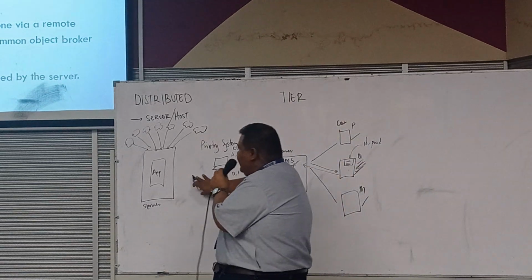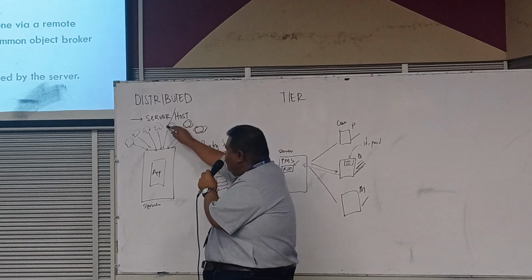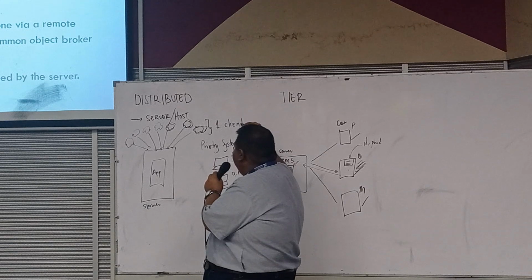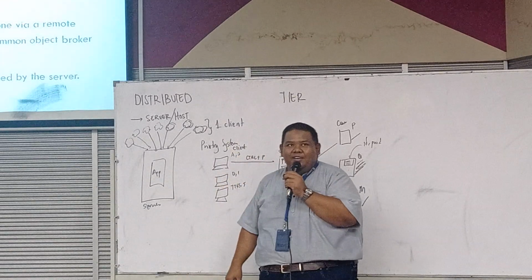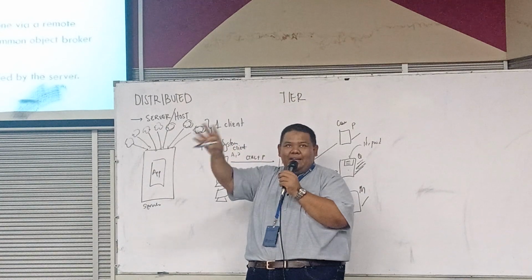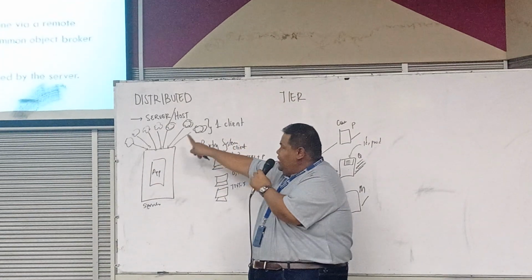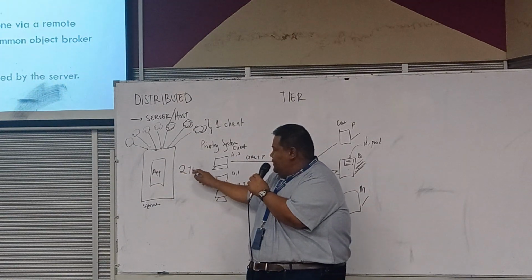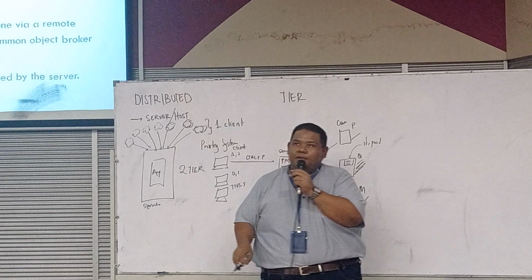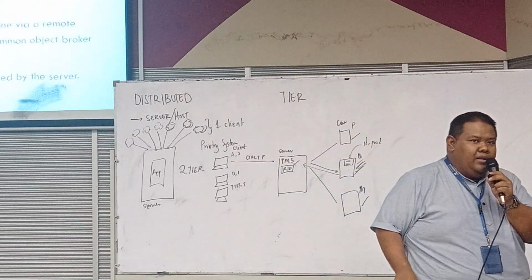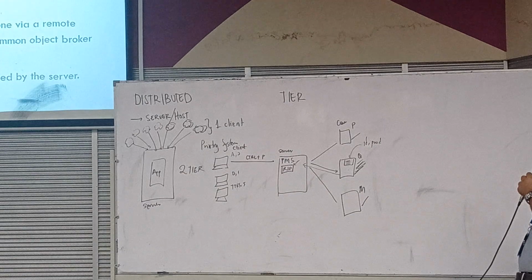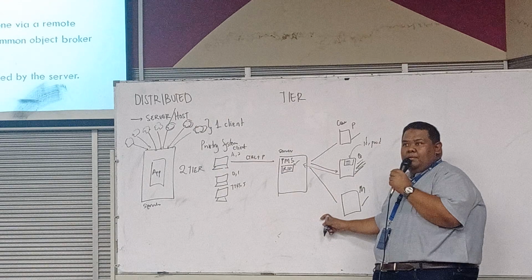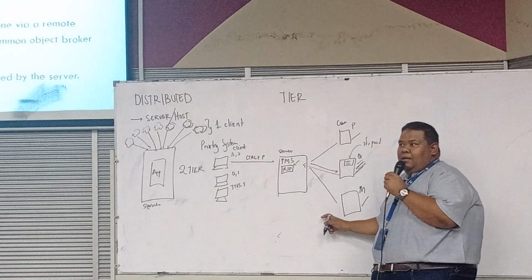For example, like this one. Let's say these are all the users all over the world, but this is considered as one client. We don't consider this as 1 million clients. Client means one client. How many clients we have, don't care. So this is the client and this is the server, so this is called a two-tier architecture. How about this one? How many tiers?